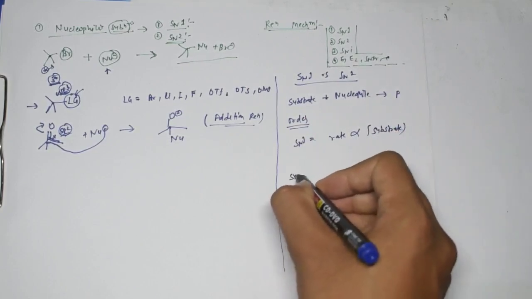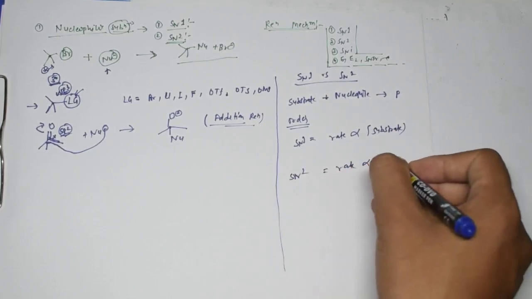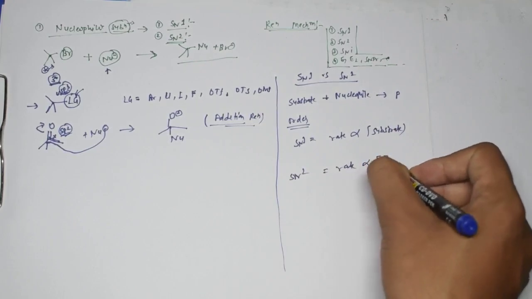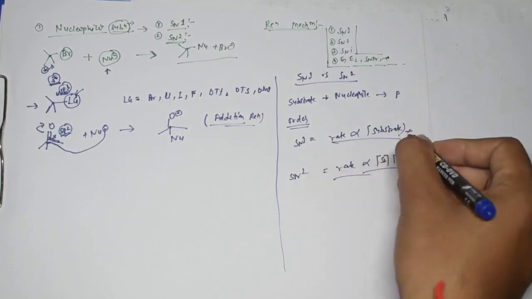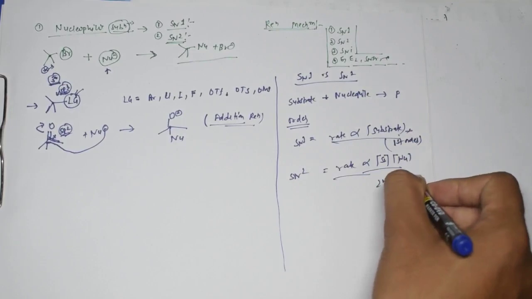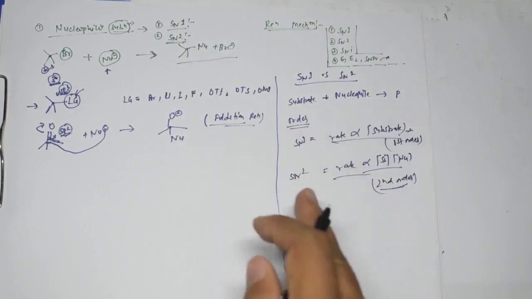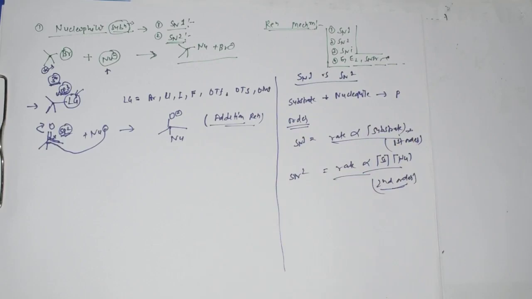But in case of SN2, the rate is directly proportional to the concentration of substrate and the concentration of nucleophile. So this is a first order reaction, and this is a second order reaction. SN1 reactions are first order reactions and SN2 reactions are second order reactions, right? I hope it's clear till now.